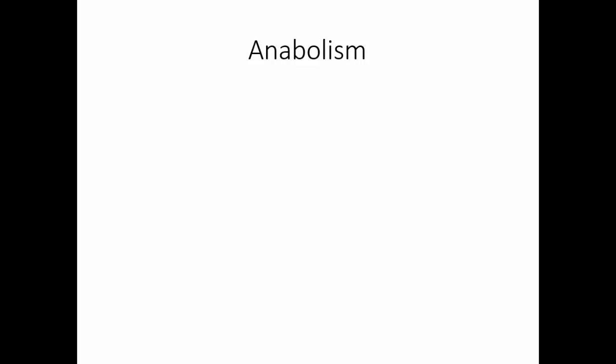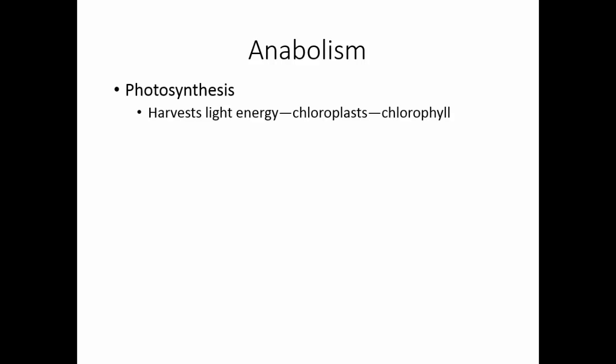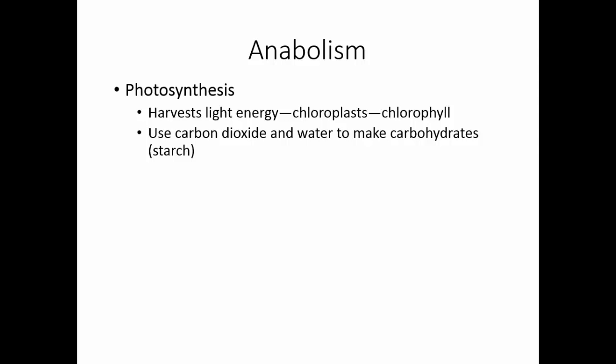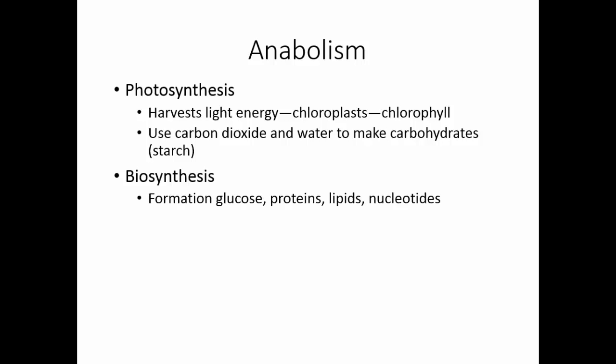The other piece of metabolism is anabolism. One form of anabolism is photosynthesis. Photosynthesis is going to harvest light energy. Cells that do photosynthesis have chloroplasts and chlorophyll in them because this is how we're going to capture this light energy. We'll use carbon dioxide and water and photophosphorylation to make ATP, and we'll also make carbohydrates. Plants store their excess carbohydrates as starch. All cells will undergo biosynthesis. We have to form glucose, proteins, lipids, and nucleotides all the time to build new molecules.